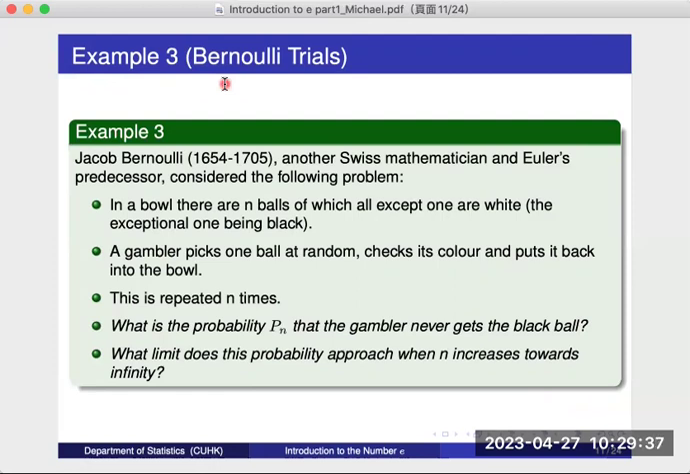Now, let's move on to example 3, which involves Bernoulli trials. Jacob Bernoulli, a Swiss mathematician and Euler's predecessor, considered the following problem. In a bowl, there are n balls, all except one of which are white, and the exceptional one being black. A gambler picks one ball at random, checks its color and puts it back into the bowl. This is repeated n times. The question is, what is the probability Pn that the gambler never gets the black ball? And what limit does this probability approach when n increases towards infinity?